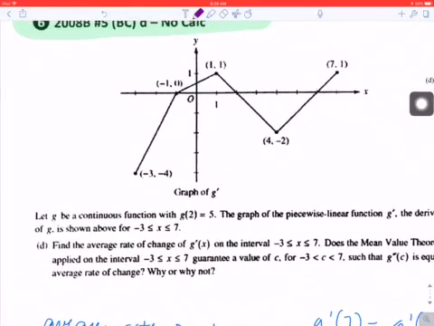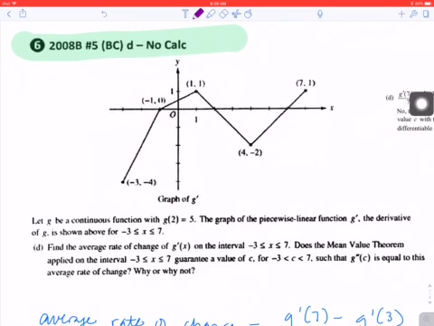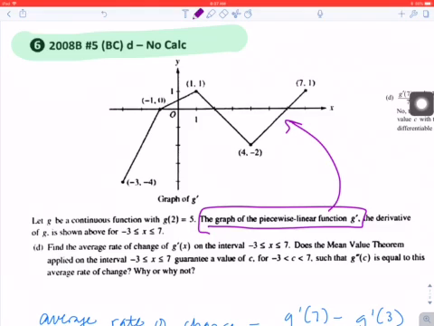We've got a continuous function, but is this one differentiable everywhere? No. It says find the average rate of change of g prime of x on the interval -3 to 7. If it asks you to find an average rate of change, what are you doing? Okay, so it's kind of like mean value theorem. We're subtracting the endpoints, finding the slope between the endpoints, right? So we're doing this for g prime. And this says that the g prime is this graph. So that's another important thing.